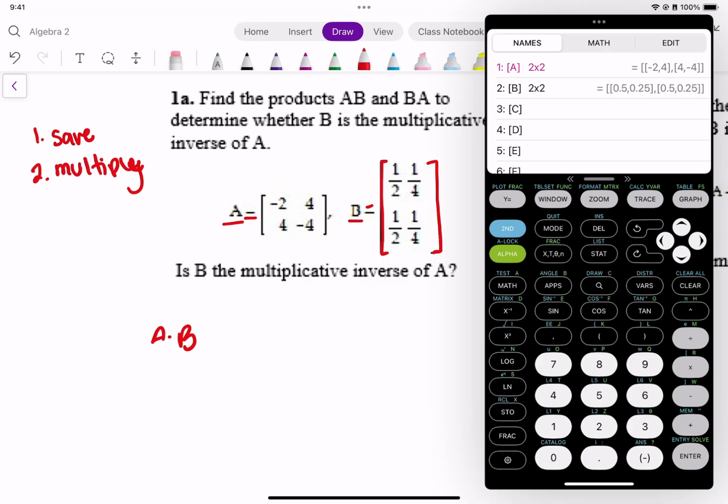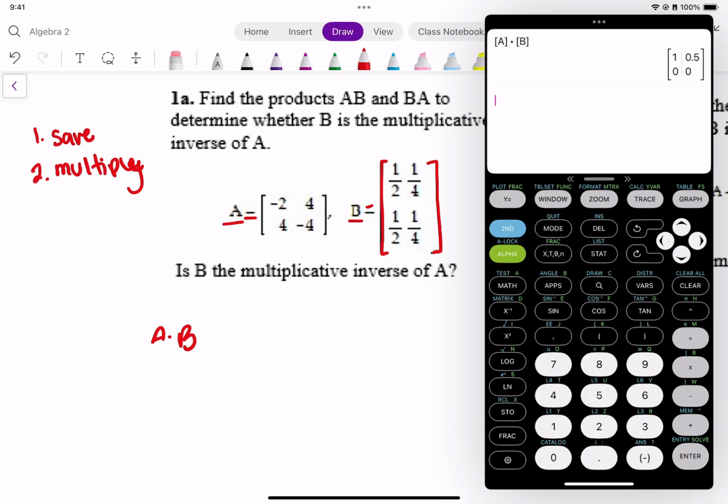So again, we're under names because that's our saved. So I'm going to paste matrix A. To do that, make sure it's highlighted. We press enter. Then we press times, which is a multiplication. And then again, second matrix. And now I'm going to select B, enter. And we should have AB. We press enter to that.